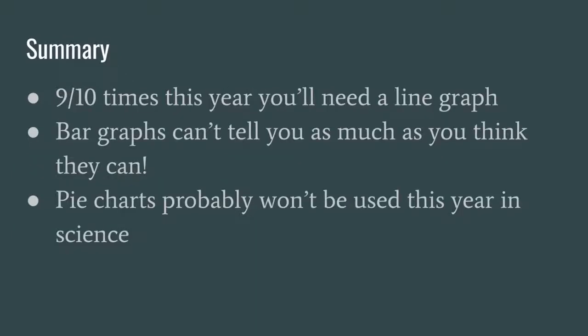Okay. So summary, probably 9 out of 10 times this year, you'll need a line graph. It's just easier. It fits our data better, all that good stuff. Bar graphs don't actually tell you as much as you think they can. You can kind of plot things and say, oh, look, it looks like there's a line going up this way, but why wouldn't you have done a line graph in the first place? Save yourself some of the work. It's probably a line graph. Again, pie charts probably won't be used this year in science, but still a very useful thing to know about.